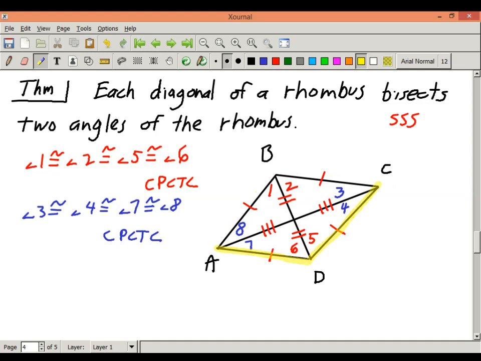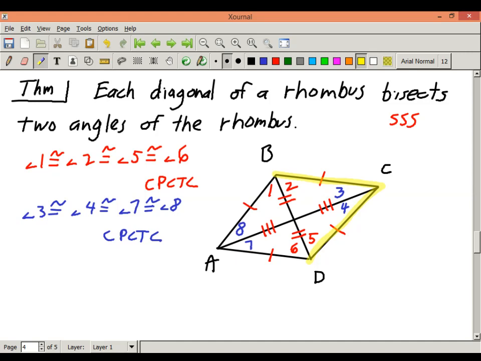So diagonal BD also bisected angle ADC, the yellow angle, because angles 5 and 6 are congruent. And you can also say that over here. But this time diagonal AC bisects angle BAD, the yellow angle, because 7 and 8 were said to be congruent. And finally, you can go over here and see that diagonal AC bisected angle BCD, again, because angles 3 and 4 were shown to be congruent. So each diagonal of a rhombus bisects 2 angles of the rhombus.